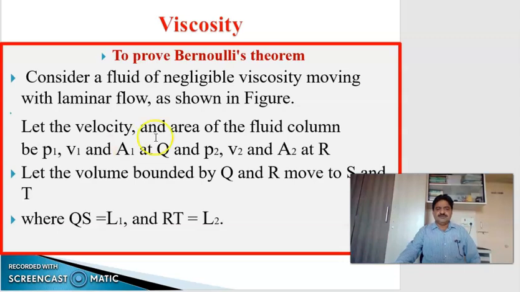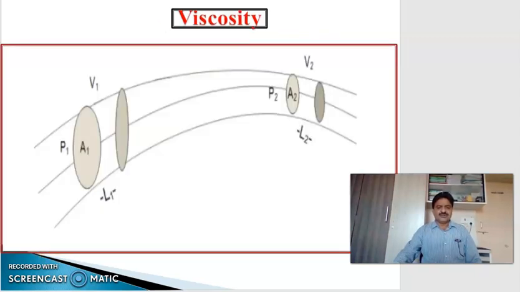Then, if we decide to prove this Bernoulli's theorem, we have to consider a fluid of negligible viscosity moving with laminar flow as shown in the figure. I will show you the figure also. Here in this figure, fluid is moving through this pipe. L1, L2 are the lengths. V1, V2 are the speeds. P1 is the pressure, A1 the area of cross section, P2 the pressure, A2 the area of cross section.